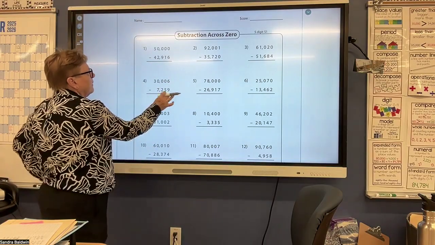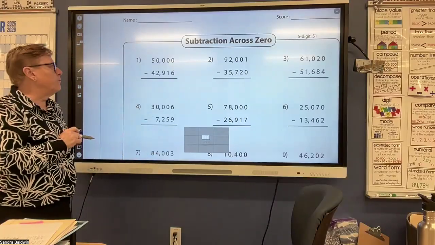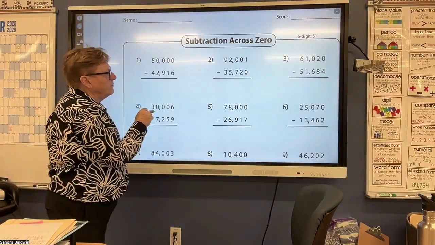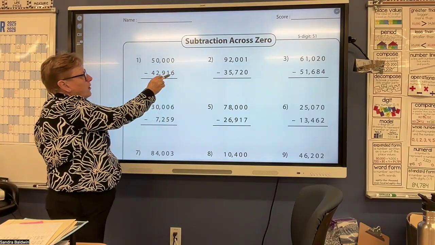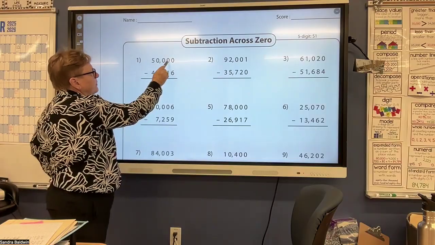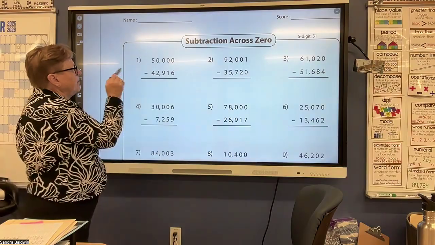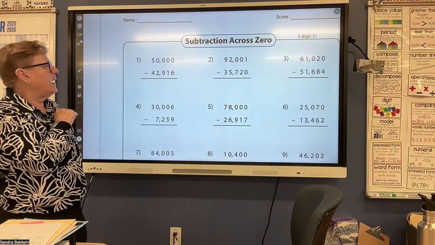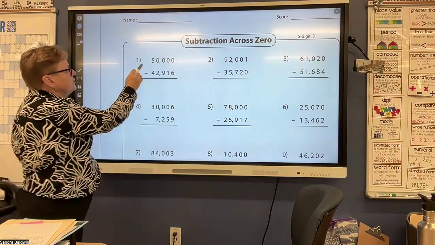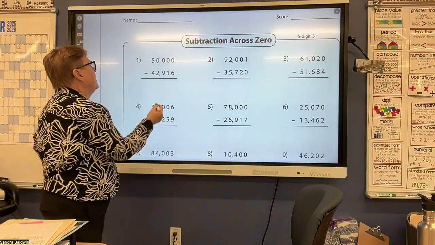42,916. Well, if we remember our saying, if there's more on the top, no need to stop. But if there's more on the floor, we got to go next door and get 10 more. The problem is what happens when there's a bunch of zeros. So we have to keep going until we get to a digit that's not zero. In this instance, it's 5.